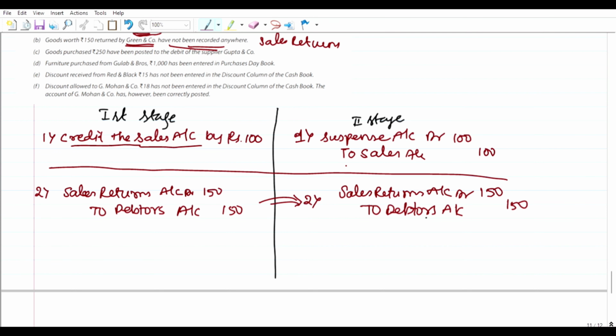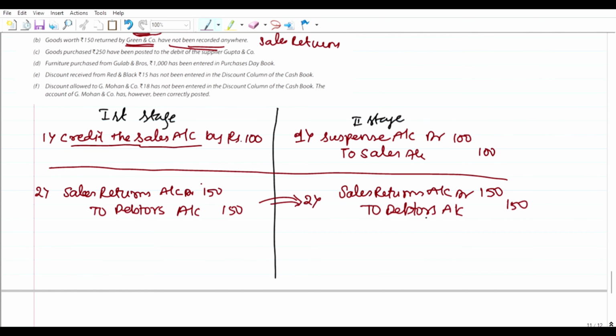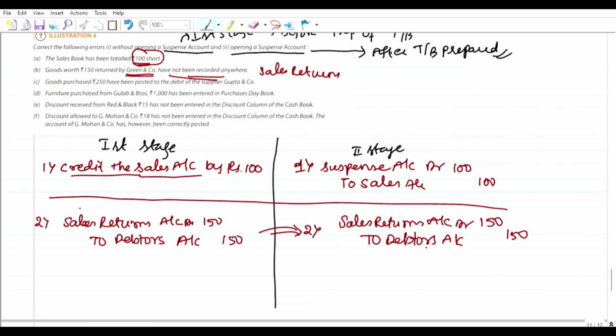Let us now go for the transaction number 3.